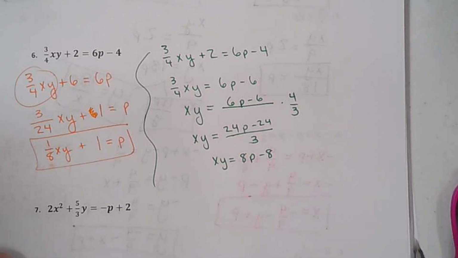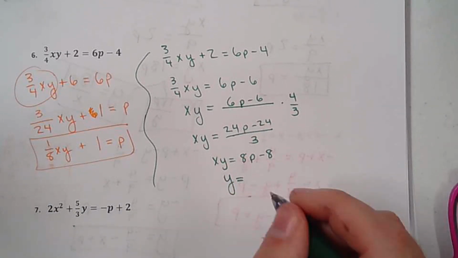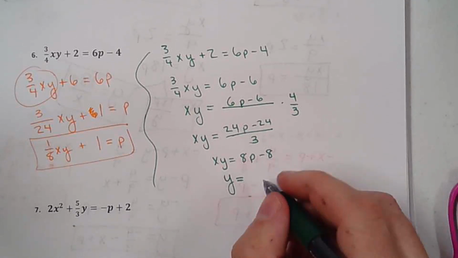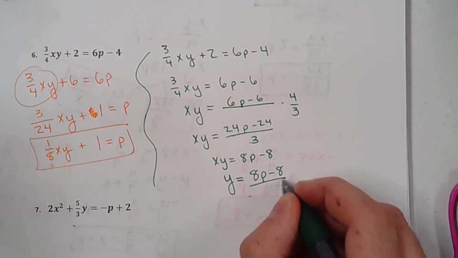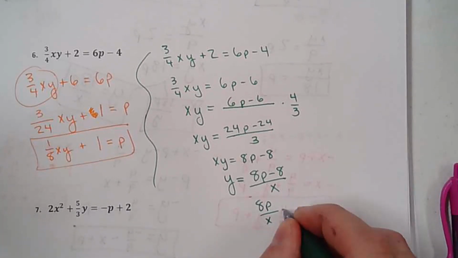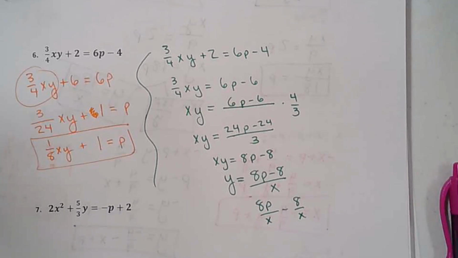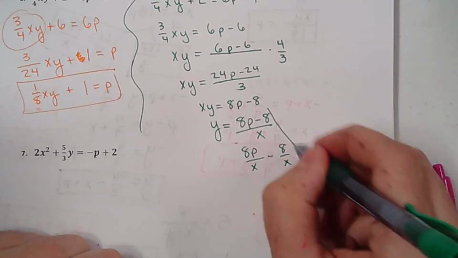So now we need to get y on its own. What do we do? Separate the x from the y. How do we do it? Divide. Everything gets divided so we can have it all over x, or you could write it like this, 8p over x minus 8 over x. I don't recommend that one. Either way works.